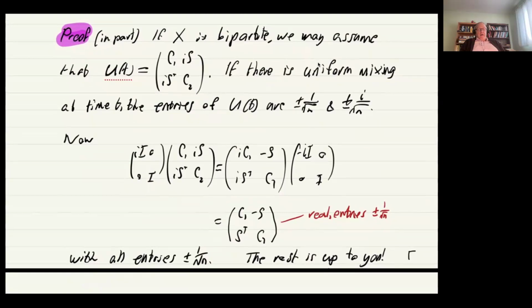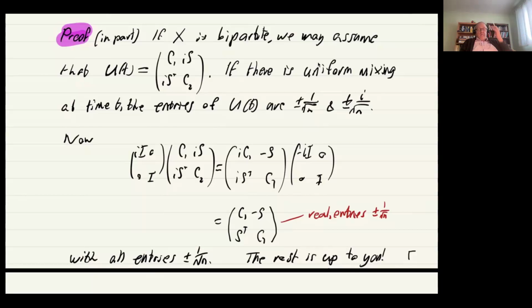So if X is bipartite, from the stuff we did in the last lecture, we can assume that U of t has this form. You've got block diagonal, C1 and C2 are real, and S is real. Now, U of t is complex. I'm not making any assumptions, I'm not reducing to a real case. We just take our transition matrix for our bipartite graph, and we can assume that U of t has this form. Now, if there's uniform mixing at time t, then this matrix must be flat.